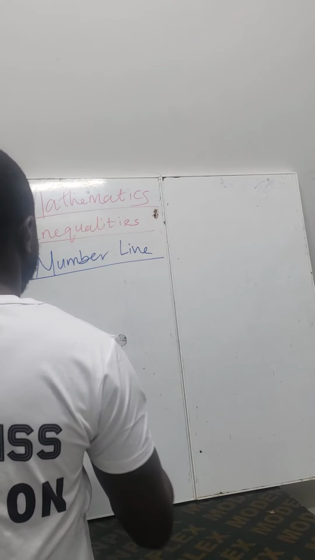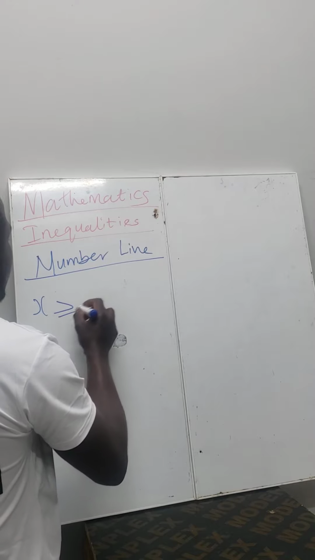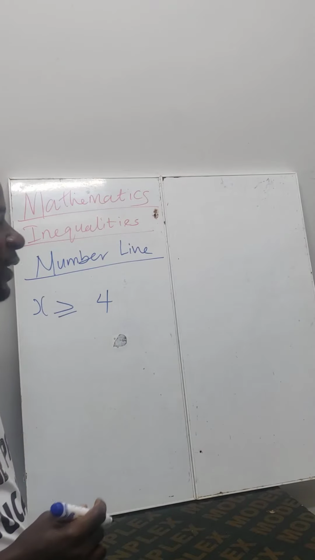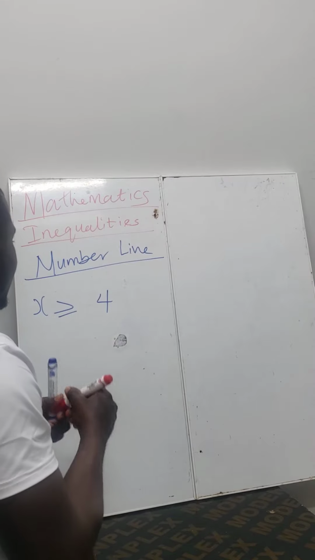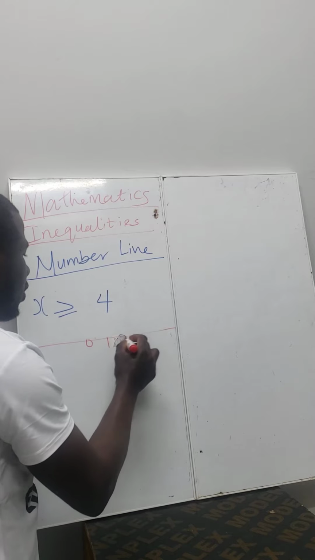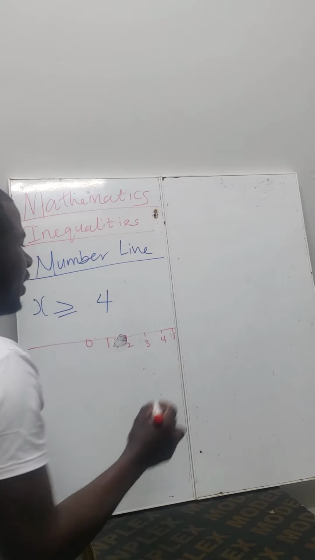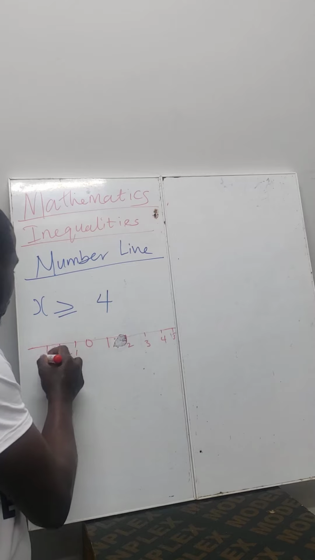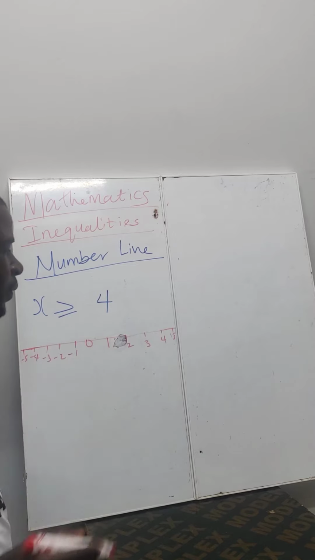Now let's take, for instance, assuming we have x greater than or equals to 4. Represent this on a number line. X greater than or equals to 4. How do we represent it on a number line? Now look at it. It's very simple. Assuming we have 0 here, we have 1, 2, 3, 4, 5. Then don't forget the negative side: minus 1, minus 2, minus 3, minus 4, minus 5.